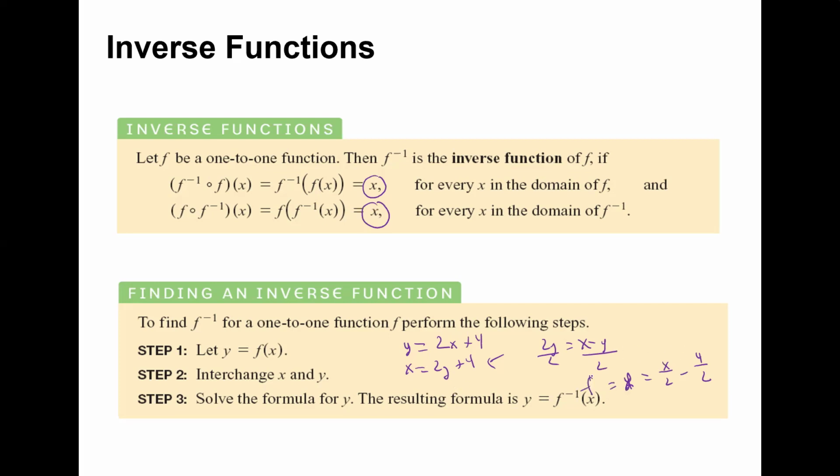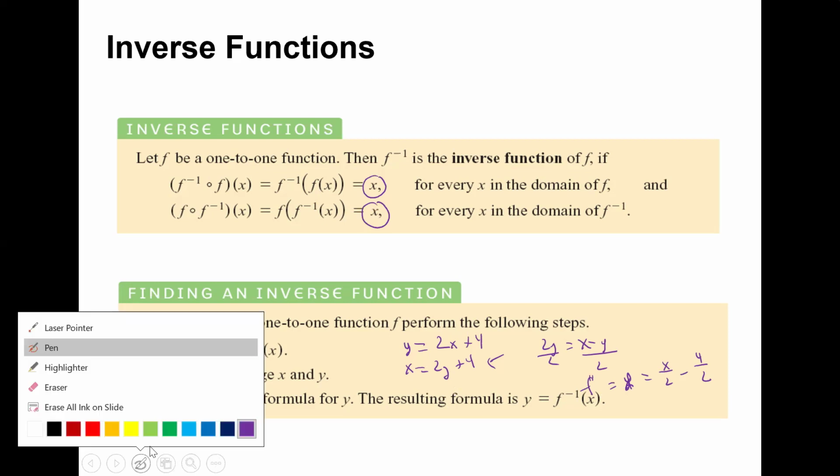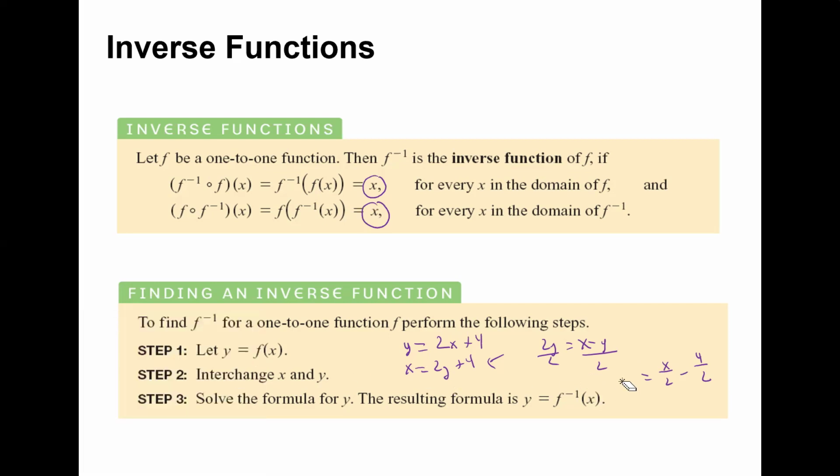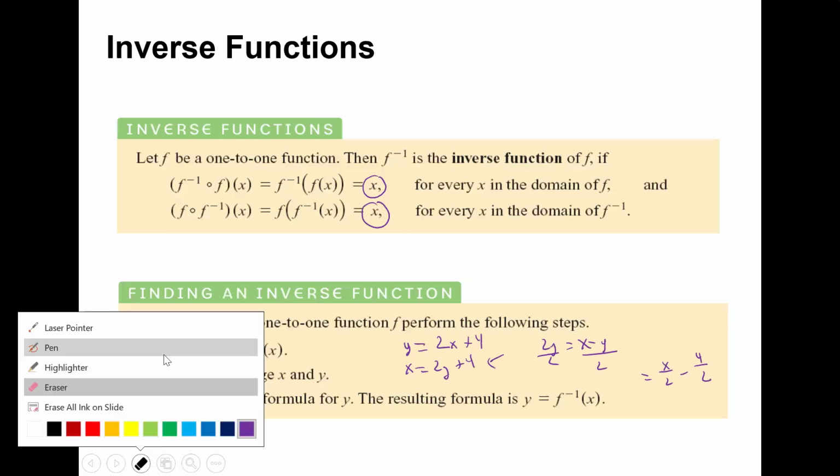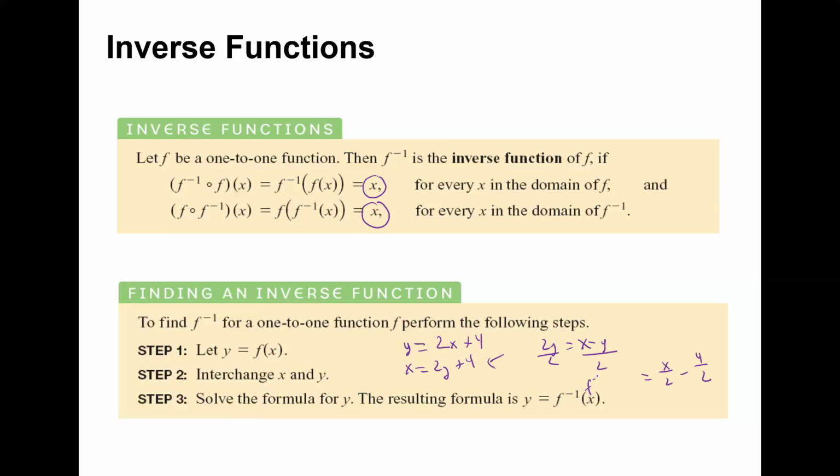Let's erase all that. So f inverse of x equals y is equal to that, and this was our original f of x. So f of x, f inverse. If we do this, we could plug this whole thing into here, and we could plug this whole thing into here, and both ways we should just get x as our final answer.